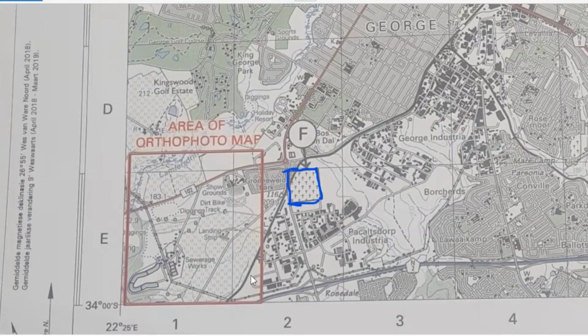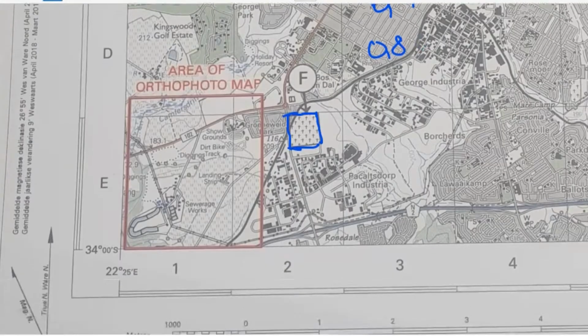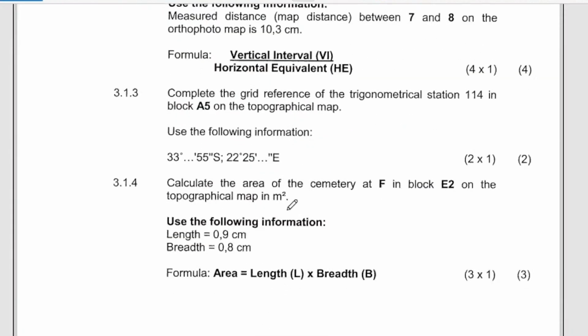It is given that the length is 0.9 centimeters, and this one is 0.8 centimeters. So what you need to do here, you just need to convert these measurements according to the map scale. If you want to do a direct conversion of this measurement in centimeters, and you want to put it in meters, because your answer is supposed to come in square meters. You're supposed to figure out your answer in square meters here.